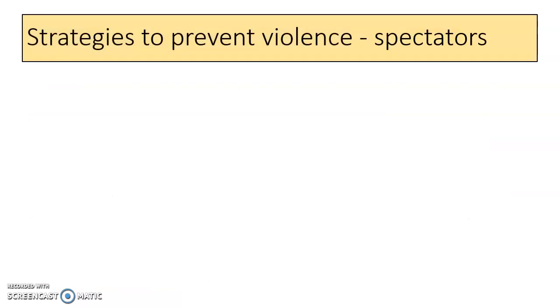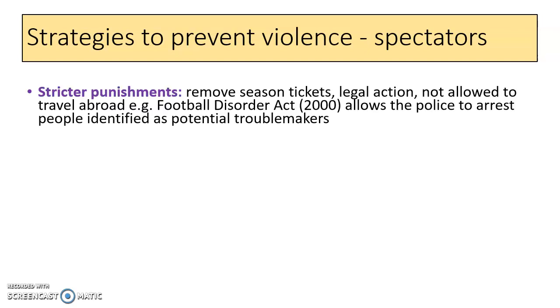So then there's also strategies in place to try and prevent violence from spectators as well. There are far, far stricter punishments now. Fans who are being violent have their season tickets removed, there's legal action, they're not allowed to travel abroad. You've got the Football Disorder Act from 2000, which allows police to arrest anyone who's identified as a potential troublemaker.